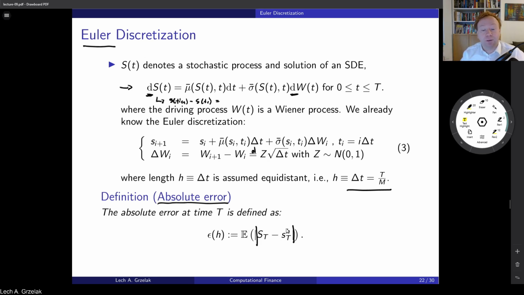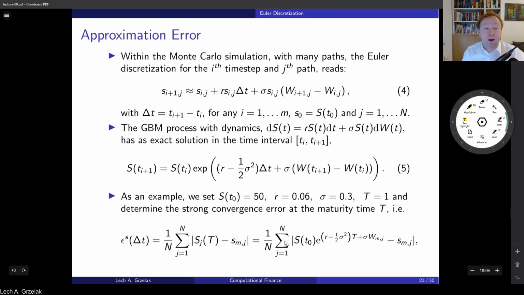But whenever you get new paths, then the error, those paths are not really comparable. So you have to make sure that the random generator for both, for the exact and also the discretized version, is the same. And that, I hope, will be clear in the next few slides. Okay, this is a little bit more detailed.